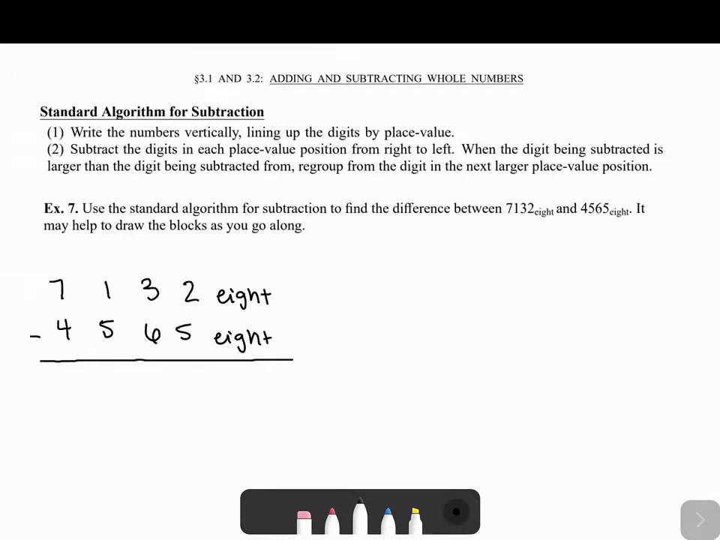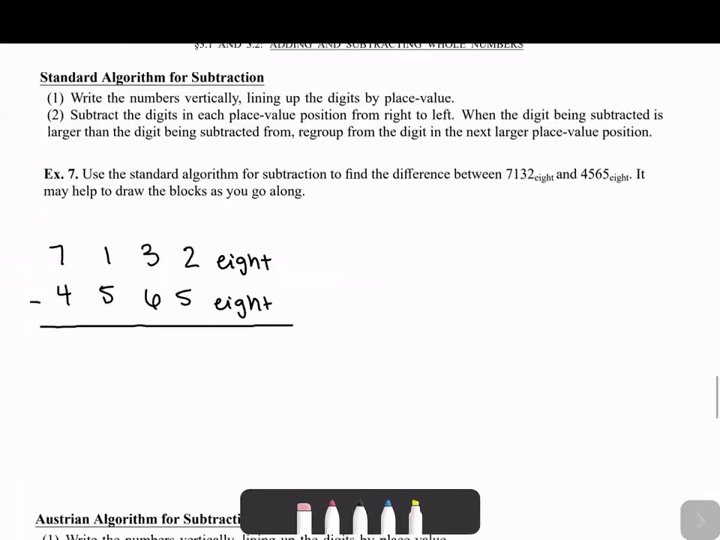So the second step of this algorithm says to subtract the digits in each place value from right to left. Right to left meaning we start with our units like normal. So we're going to start in the units, so that means we're going to subtract 5 from 2. But as we know, you can't take 5 away from 2 because you only have 2.